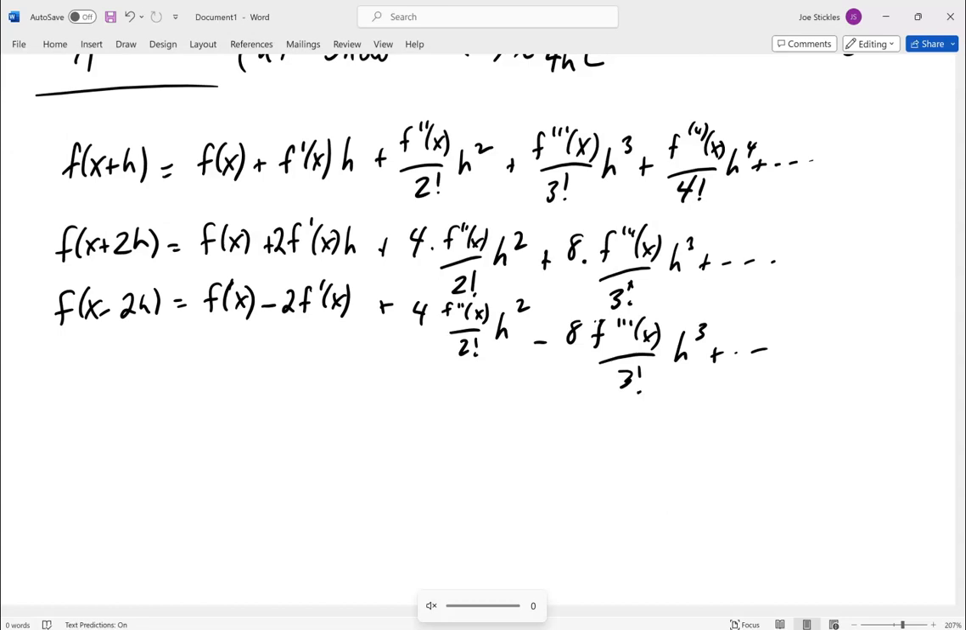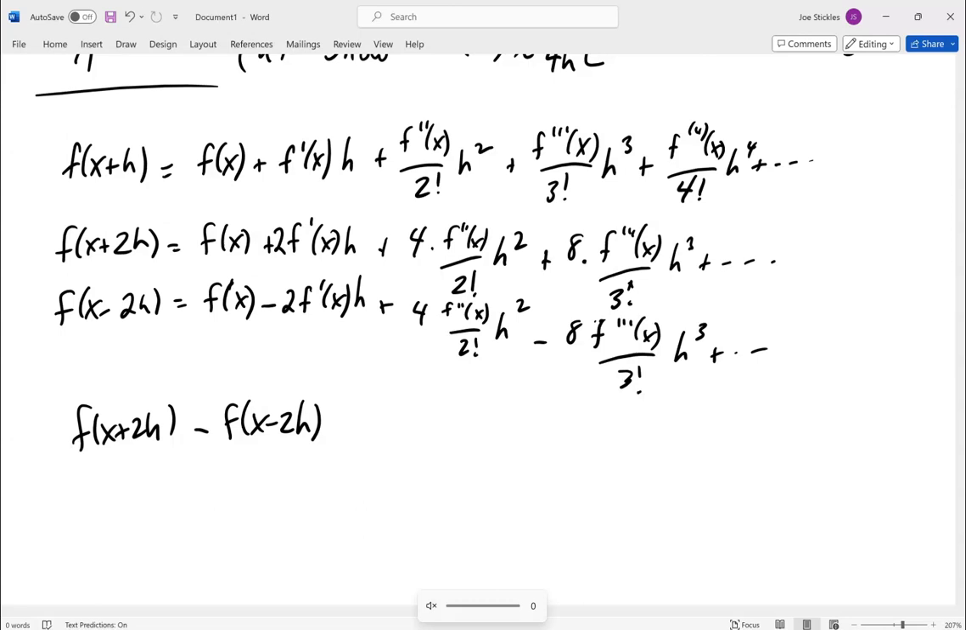So if we subtract these two, we'd have f of x plus 2h minus f of x minus 2h. The f of x's cancel. Also, the f double prime x terms cancel, don't they? And then similarly, all the even ones will cancel because they have the same sign. All the odd ones would survive.